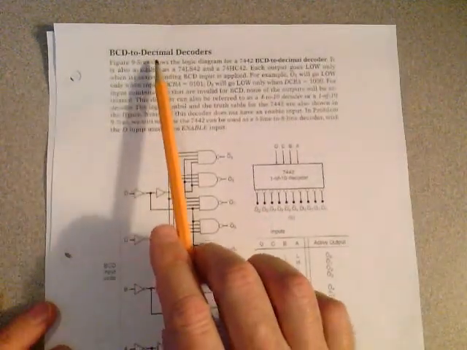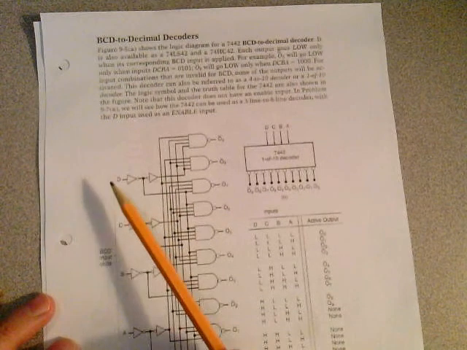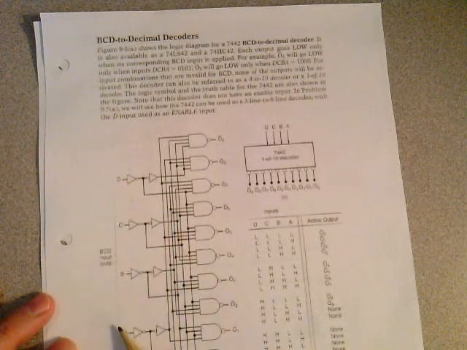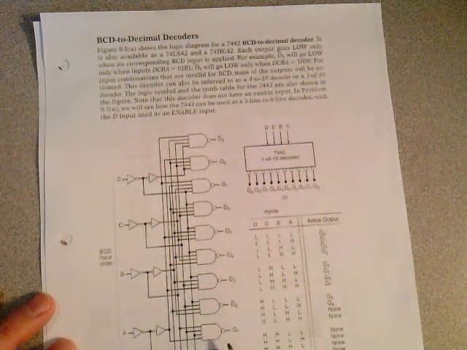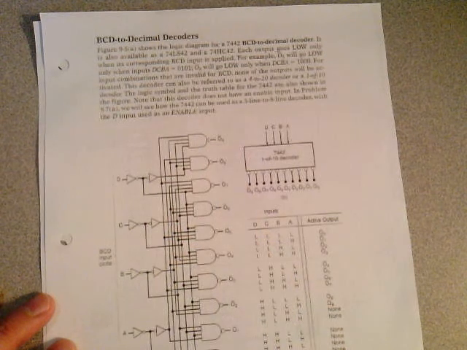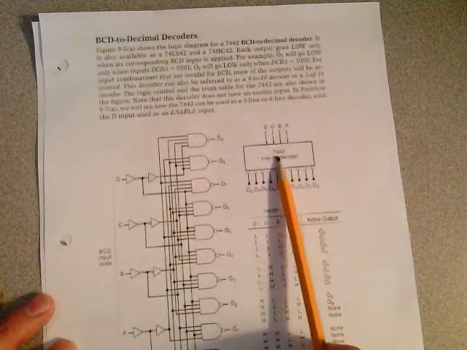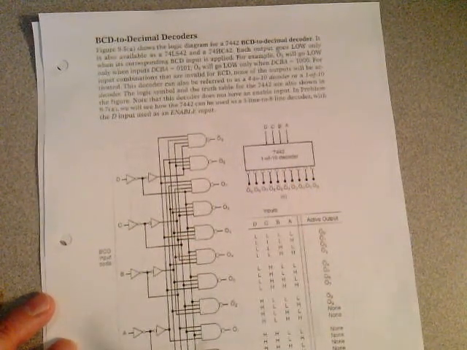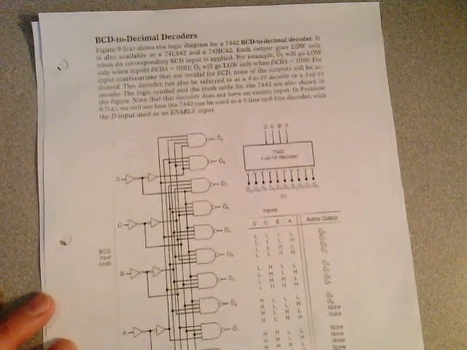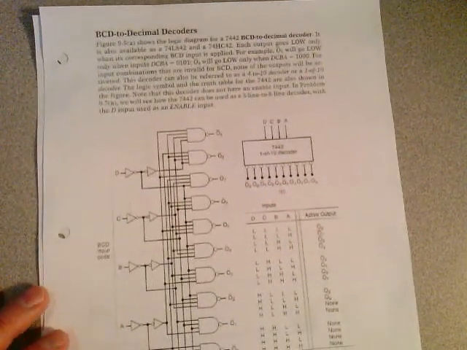This is a BCD to decimal decoder. Notice I have a BCD input, 4 bits, and it's going to produce one output that's going to correspond to 0 through 9. This is what it looks like. It's a 7442 chip. There's applications for this. We'll see these applications coming up in about 3 lectures.